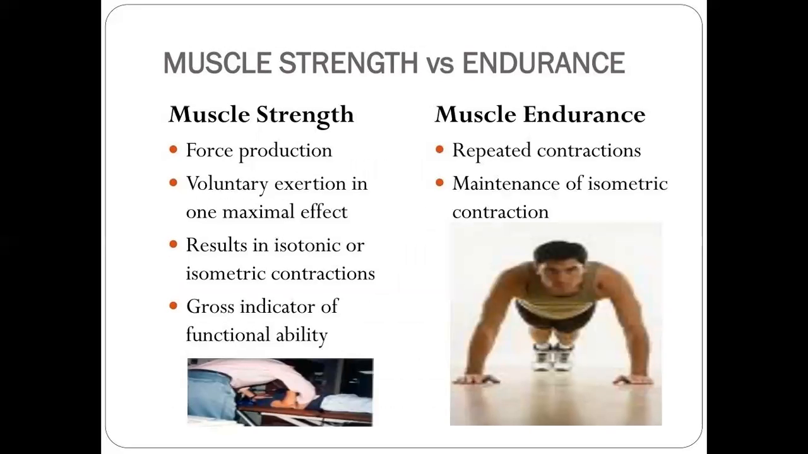So, muscle strength versus endurance. What is muscle strength? It is the production of force, voluntary exertion, one maximal effort and results in isotonic or isometric contractions and is a gross indicator of functional ability. Whereas muscle endurance is repetitive contractions of muscles and maintenance of isometric contractions.